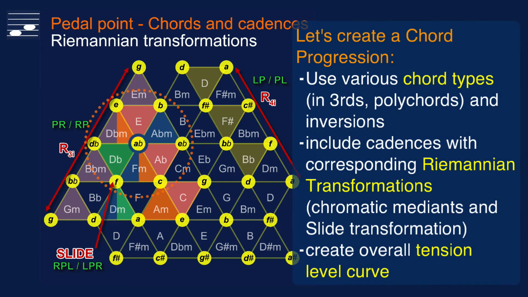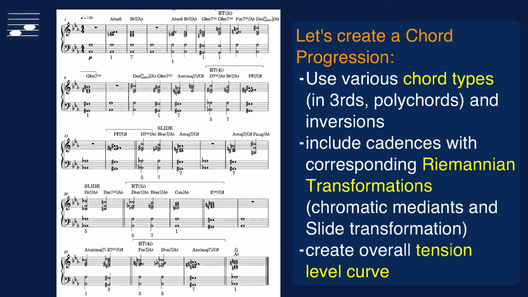In our toolbox we now have the expanded set of chords over the bass pedal point and the options for creating compound Riemannian transformations, plus a mechanism to control a tension level curve through the use of chord type and inversion position. So here's the example chord progression that will be the basis for the two example compositions.